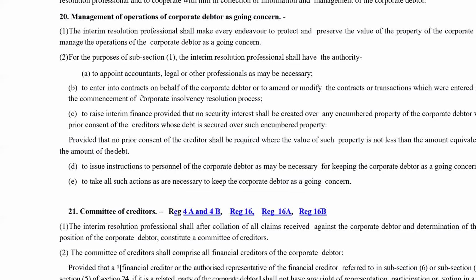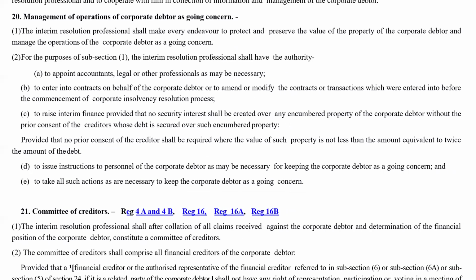Now, Section 20. Section 20 talks of management of operations of the corporate debtor as a going concern. So, the IRP shall make every endeavor to protect and preserve the value of the property of the corporate debtor and manage the operations of the corporate debtor as a going concern. So during the CIRP period, the CD has to be managed as a going concern. And for this purpose, the IRP shall have the authority to appoint accountants, legal or other professionals as may be necessary. So there could be a case where there is already sufficient staff with the corporate debtor. So if it is necessary, only then he will appoint accountants, legal or other professionals.